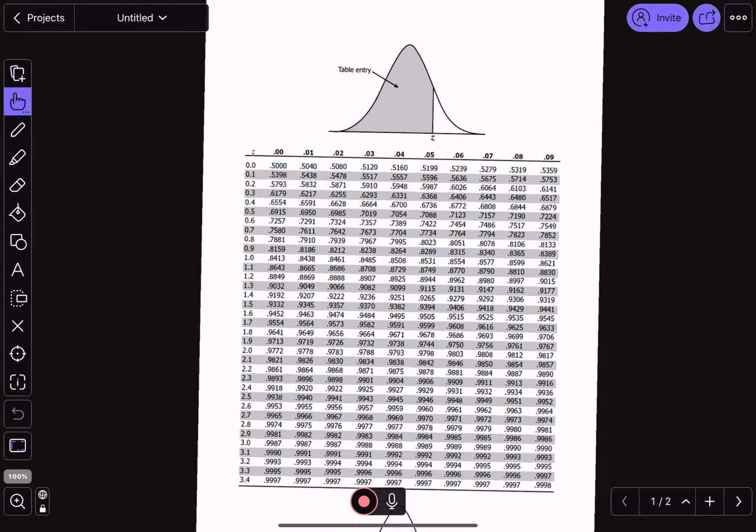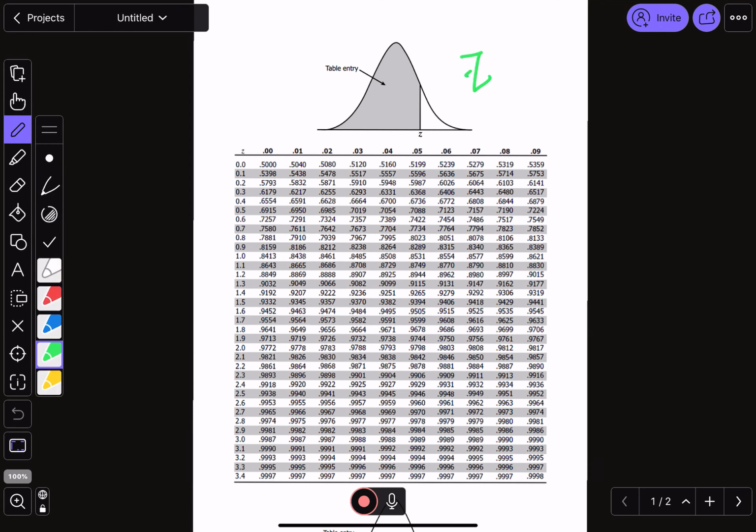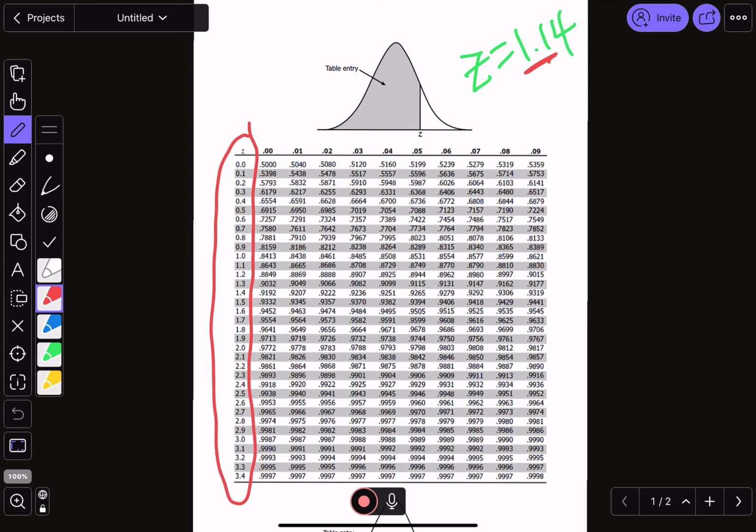Okay, so what we were looking for, my Z was 1.14. That's what we got when we divided, right? So the first thing you're going to do is look on this left-hand side and find your whole number and the first decimal. So what I'm looking at right here is 1.1. So 1.1 is right here.